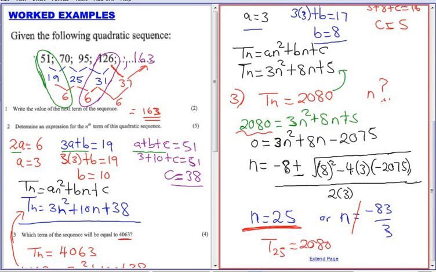So I hope you'll be able to use your formula for quadratic number patterns. Your 2a is equal to the second difference. Your 3a plus b is equal to the first difference. And then your a plus b plus c is equal to the first term.